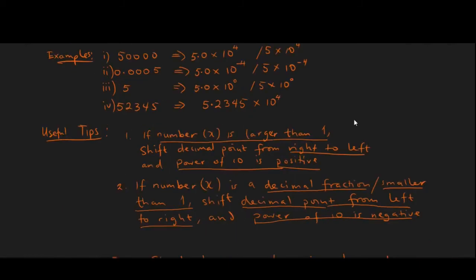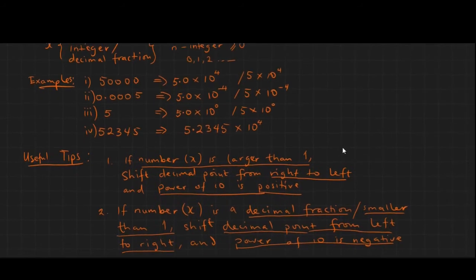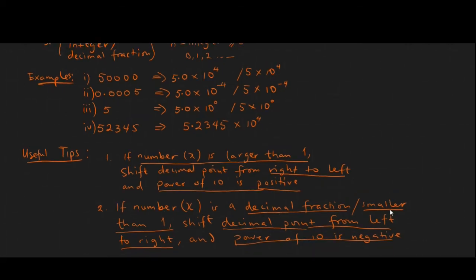So here are a few useful tips that we can use to convert numbers to standard form. First, we should take note that if the number is larger than 1, as in the first example and the fourth example, we will shift the decimal point from the right to the left, and then the power of 10 will be positive. In the case of a number which is a decimal fraction or smaller than 1, we will shift the decimal point from left to right, and the power of 10 will be negative.